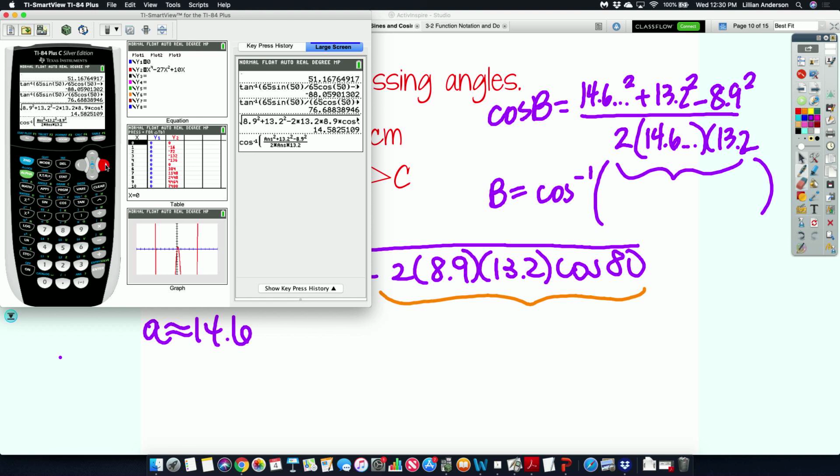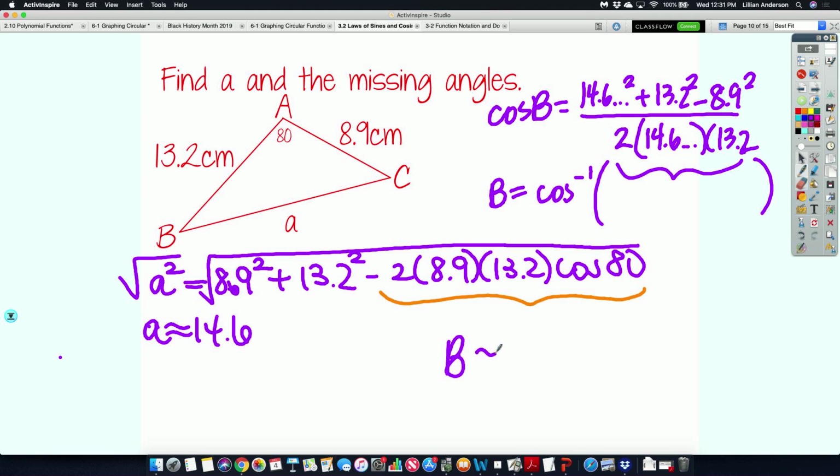Now again, you do not have to do it this way. If you want, you can find the entire numerator, write that number down. Find the entire denominator, write that number down. Divide the two, then take the cosine inverse. You can do that. A lot of steps. Let me just do that. Did we get 36.9? There you go. So angle B is 36.9 degrees.